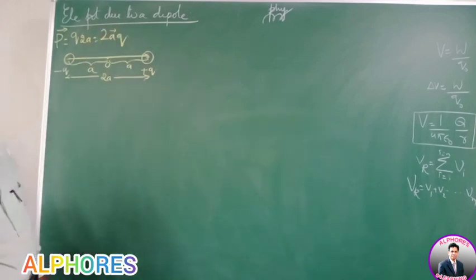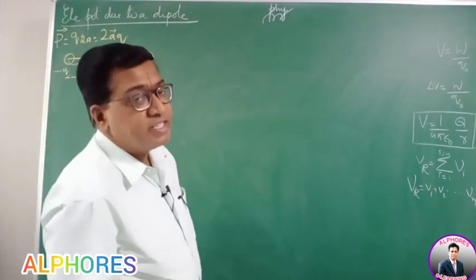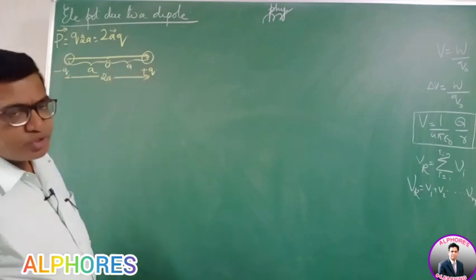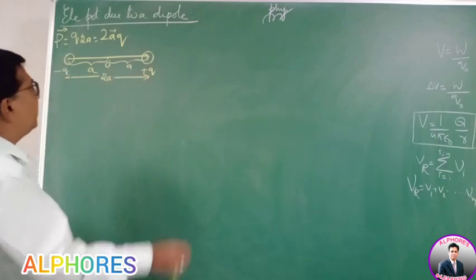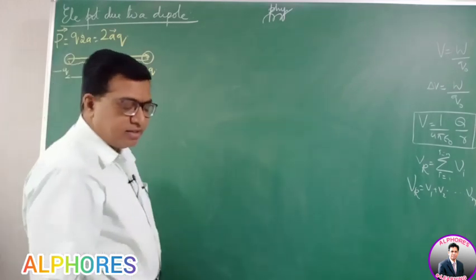It's 2aq. The length of the dipole is a vector, mind you, right? The direction is from minus to plus q. So P, the dipole moment, is from minus to plus q, like this. Clear? So that way, we are going to find the electric dipole.